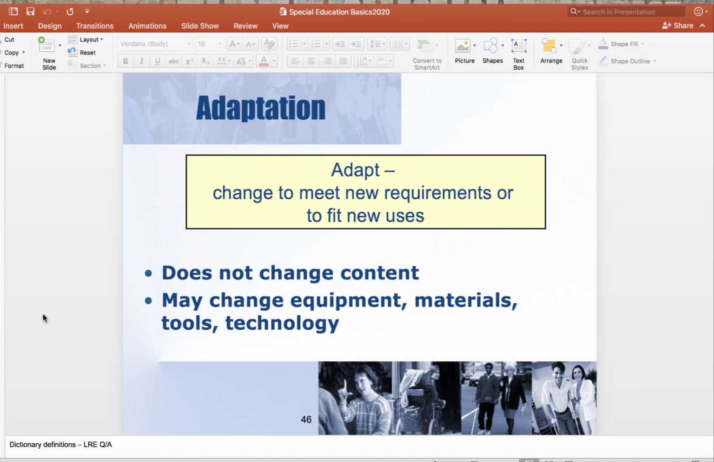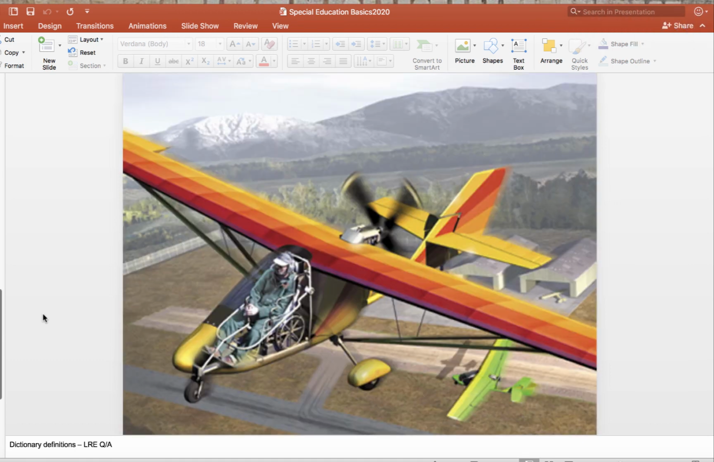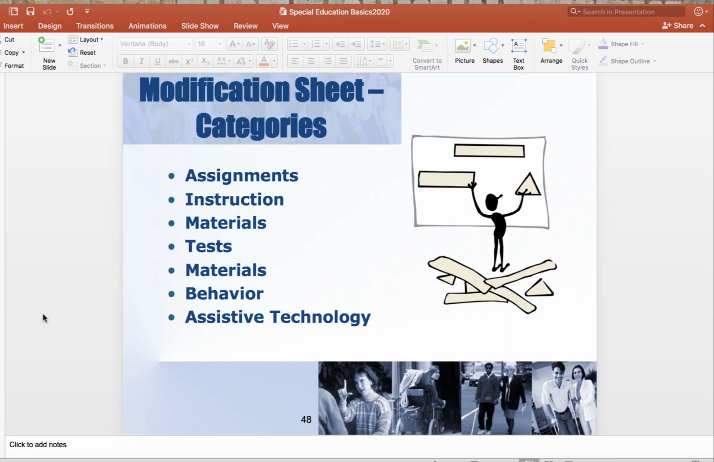Adaption is very similar to accommodate. It doesn't change the content, it only changes what equipment, materials, tools, and technology are used. An example is an adapted cockpit. Modification sheets usually look at these things here, and that's where we get this information from the IEP document, and it goes to the appropriate people.